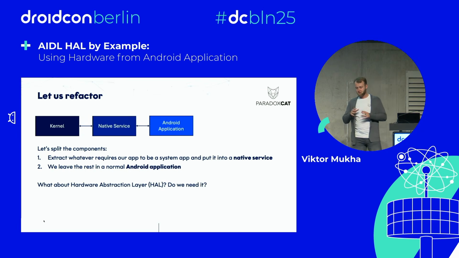Let's refactor a bit. I would say everything that needs the app to be a system app can just go to some kind of native service, and we just leave the rest in a normal Android application. And now, we're not talking about hardware abstraction layers still, right? And the talk is about hardware abstraction layers. So do we need it?